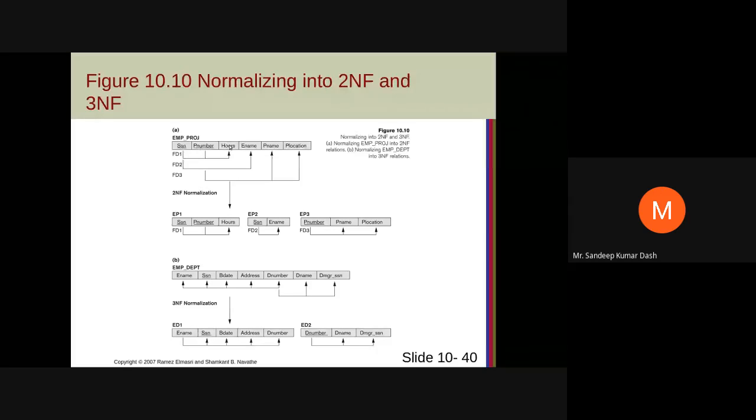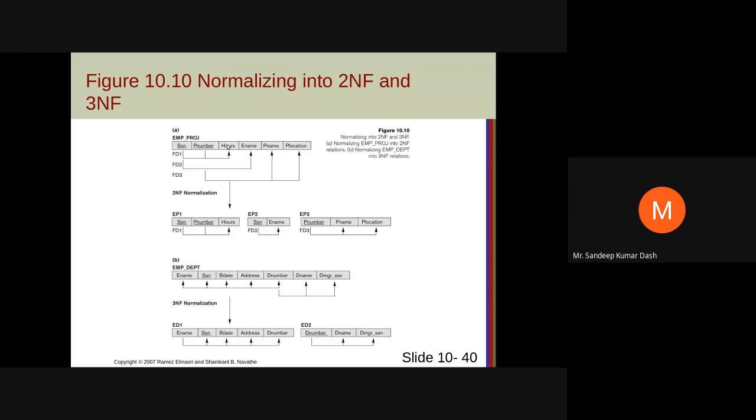Here hours is a non-prime attribute which is dependent on both. Dependent on both means that is full functional dependency. But here ename is a non-prime attribute, dependent only on SSN, not on P number. This is not allowed in 2NF. It says that if a non-prime attribute is involved in a functional dependency, then it should be dependent on all the attributes present in the primary key. Here both are combined in the primary key, but this is dependent only on SSN. So this is not allowed.